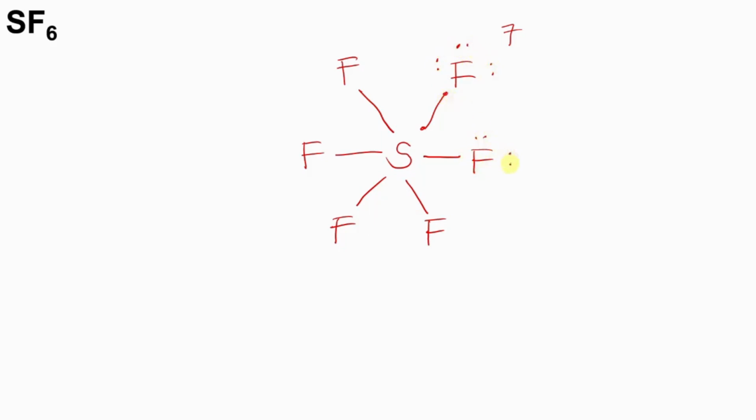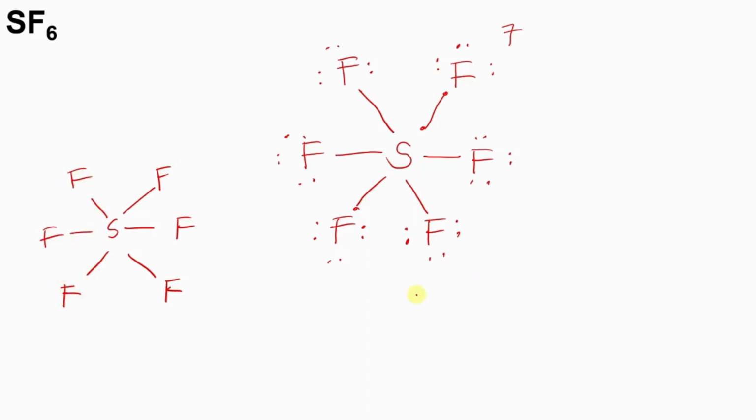We do the same for each of the remaining F atoms, 7 dots each. And again, we can simplify this one. We can remove the valence electrons on the sides of these atoms over here. We can have this one as the simplified electron dot structure for SF6.